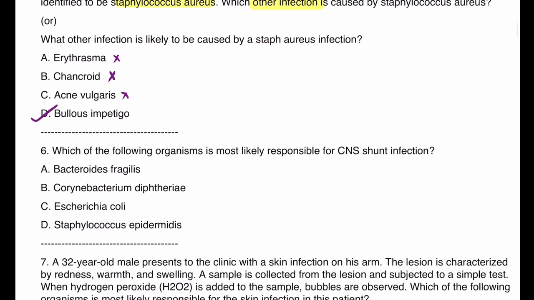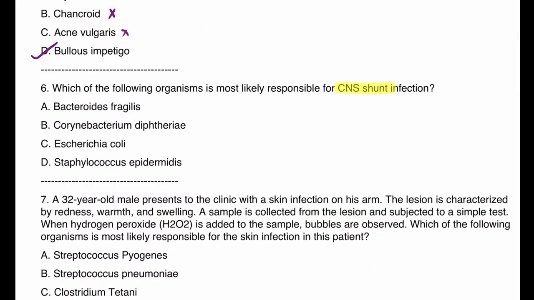Okay, then which of the following organisms is most likely responsible for CNS shunt infection? The answer to this question will obviously be epidermidis, which is novobiocin sensitive, and as I told you, it is the most common cause of bacteremia in CNS shunt infection and IV cannulated patients.